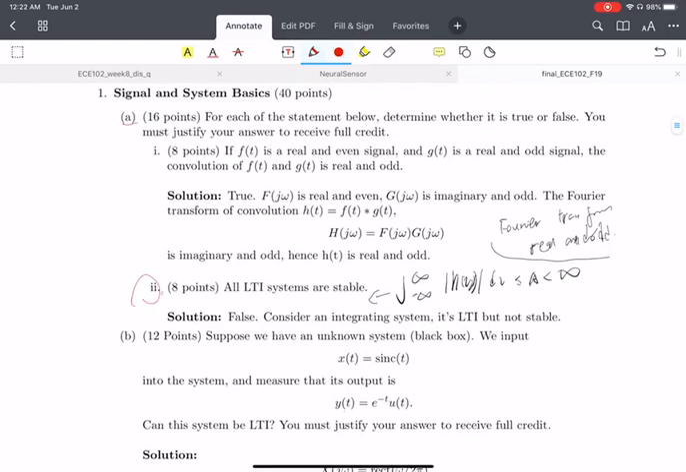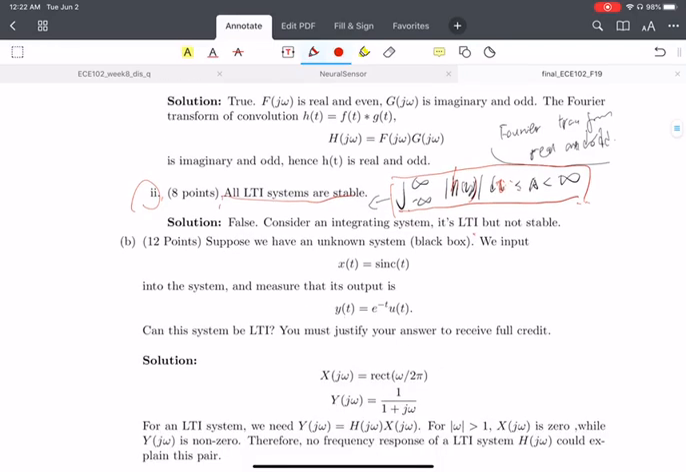And 1A, are all LTI systems stable? The solution says obviously not. If you have an integration system, it's not stable. Here I just want to add one thing. Somewhere in the lectures, there is a way to determine the stability of an LTI system. If you have an LTI system with impulse response h(t), we can integrate the absolute value of h(t) to check if it is bounded. If the integral of |h(t)| is bounded, we can say the LTI system is stable. So this is one way to check the stability of an LTI system.